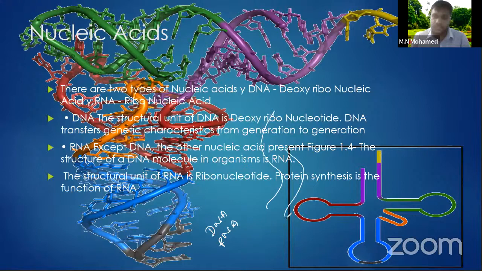It is a double helix structure, which was discovered by Watson and Crick in 1953. They were awarded the Nobel Prize. The main function of DNA is to store the genetic material and characters, and convey the genetic matter from one generation to another generation.